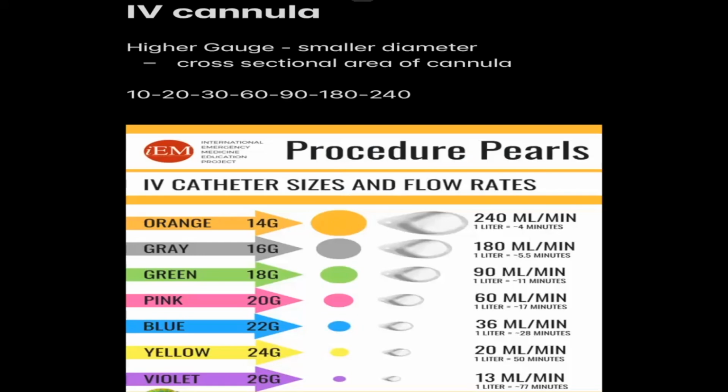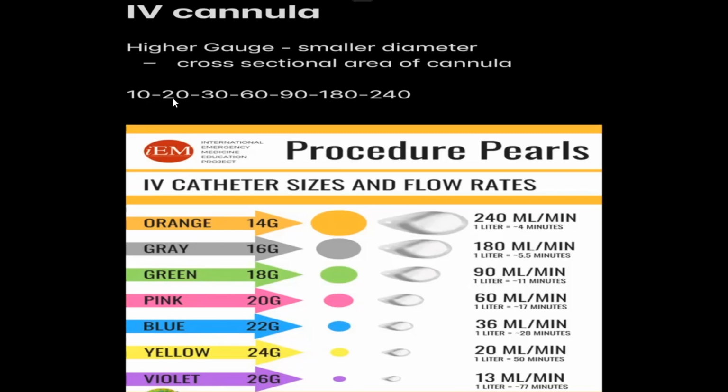Why is it? Read the podcast. They will explain to you how this concept came about, why higher gauge is smaller diameter. Okay, so you have 14 to 26. I don't think we have violet here. We only have up to 24. We start with orange, then all the way to yellow, which is 24. So if you start from violet, I don't want to put it at 13.